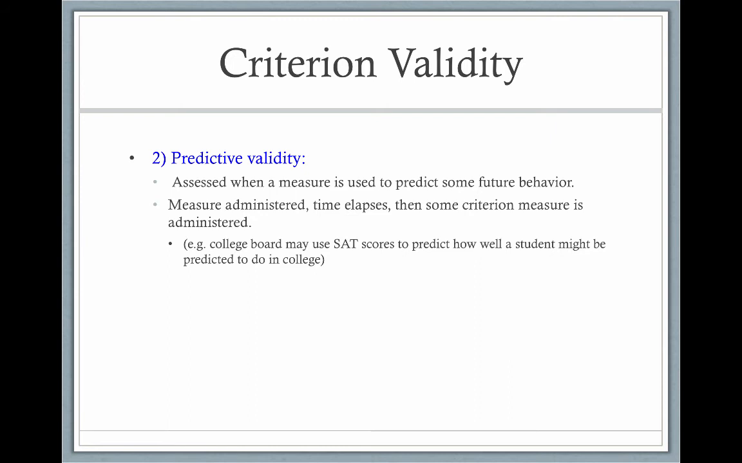Predictive validity is assessed when a measure is used to predict some future behavior. A measure is administered, time elapses, then some criterion measure is administered. For example, how do SAT scores predict college success? They don't predict college success. There isn't that strong predictive validity. A high school student's GPA shows stronger predictive validity of college success.